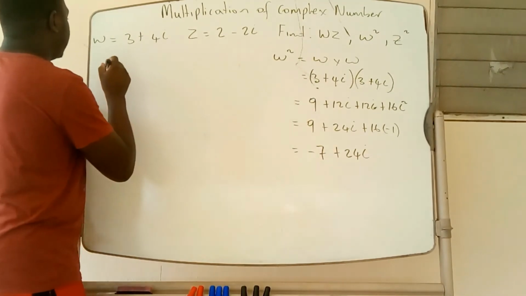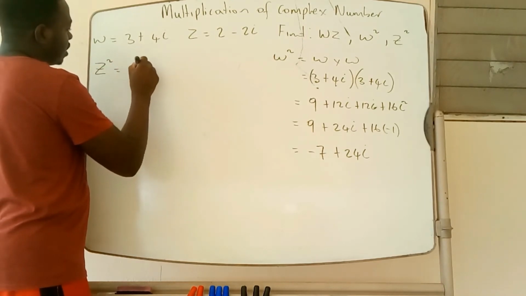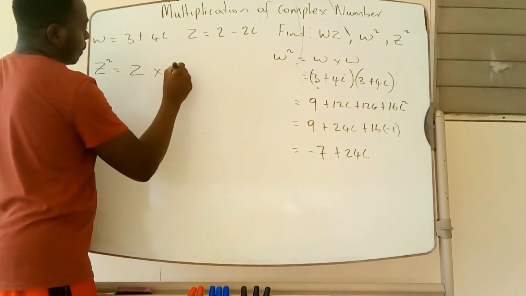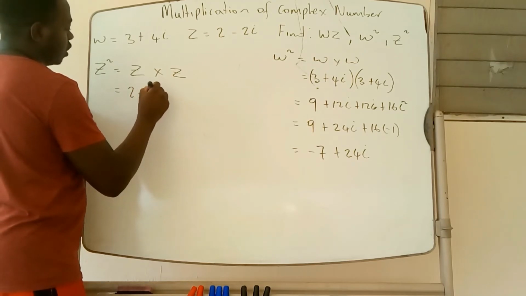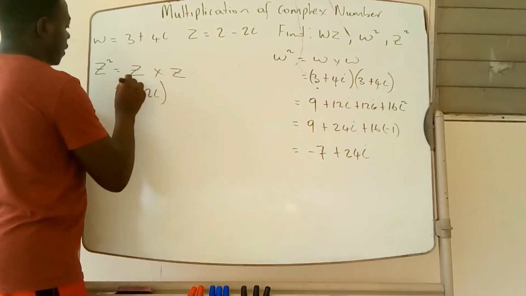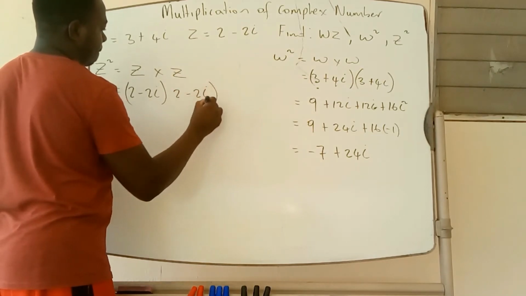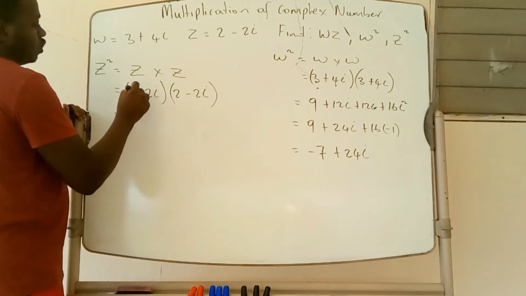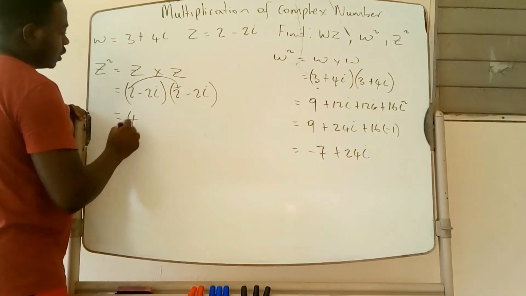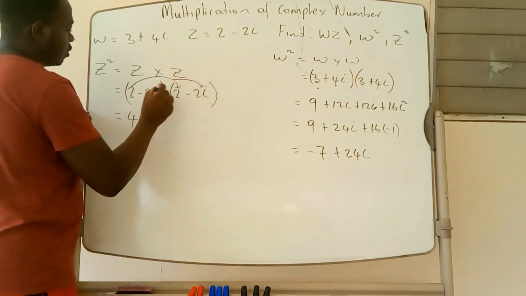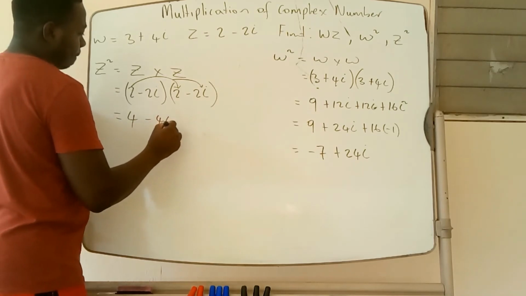We are asked to find z squared, and we know that z squared is the same thing as z times z, and z is defined by 2 minus 2i times 2 minus 2i. So take the first term to multiply the first term. 2 times 2, that's going to give us 4. Then the first term to multiply the second term. So 2 times negative 2i, that's going to give us minus 4i.